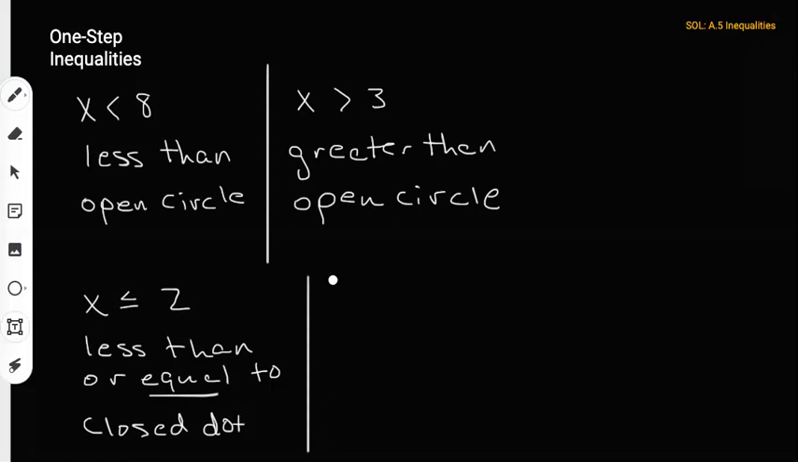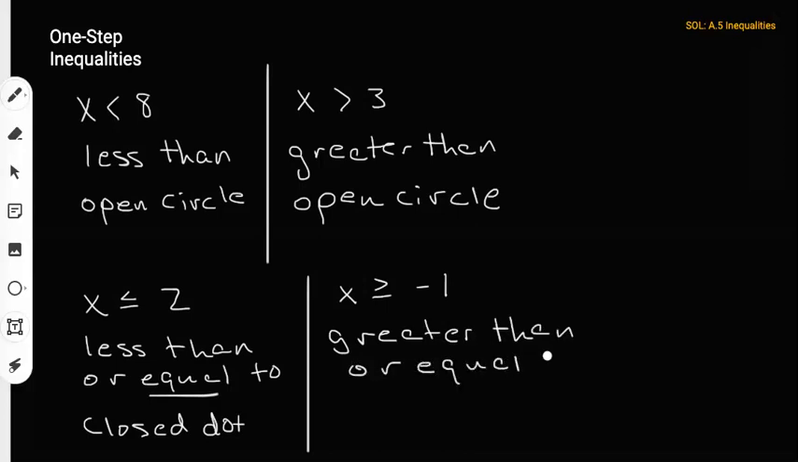And then the last symbol we're going to talk about is greater than or equal to. So x is greater than or equal to -1. So this is going to be the greater than or equal to symbol. Notice for this situation, x can be greater than -1 or x can be equal to -1. So you also have that situation where you can have x being equal to a number. When you have greater than or equal to, and you're graphing this on a number line, you're going to use a closed dot, just like the less than or equal to.